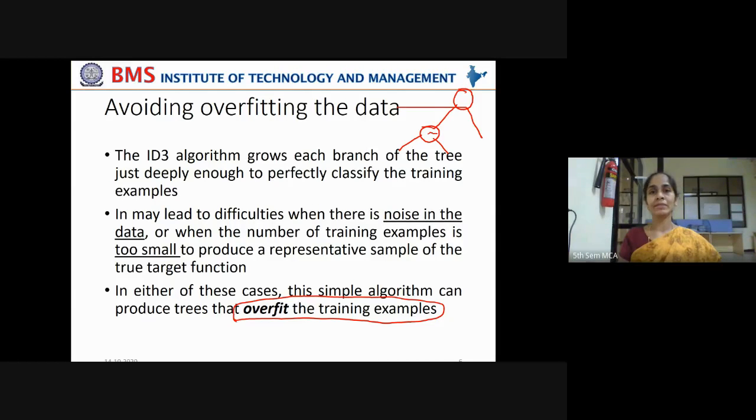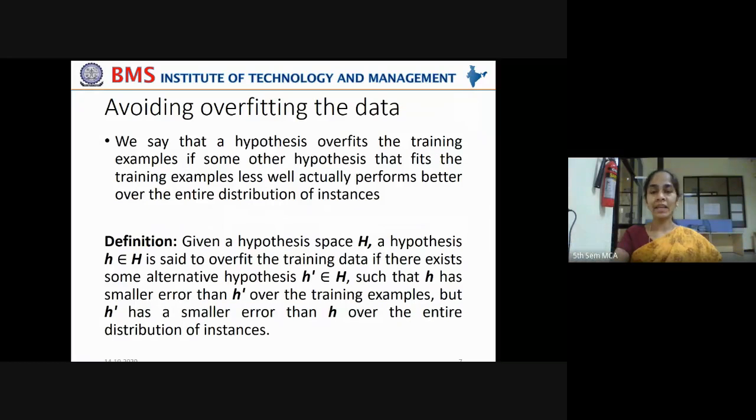Remember this. Okay? Now let us understand what exactly overfitting is and how to avoid it. How to check for that particular phenomenon and how to avoid it. Right? Now let us understand it somewhat formally. Then again we'll come back to understand it with an example.